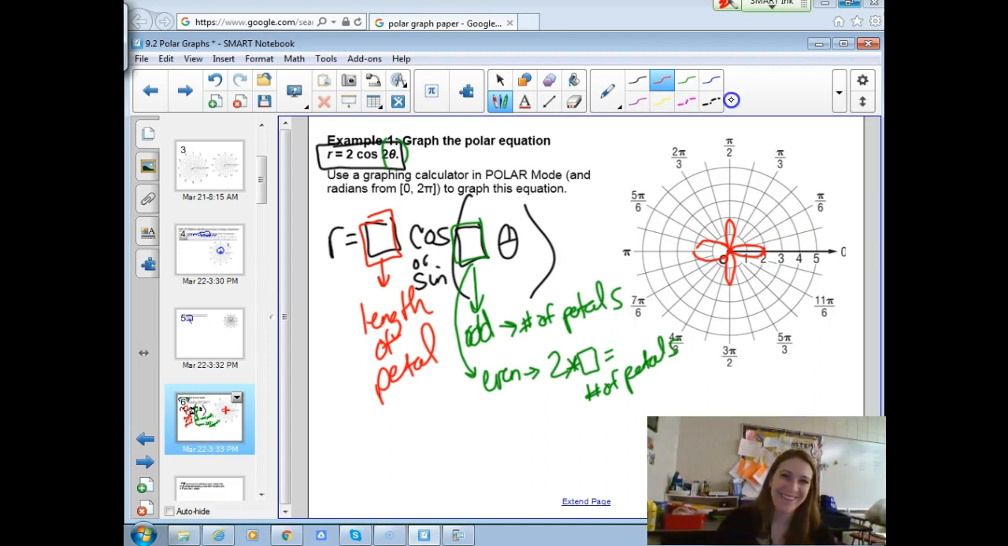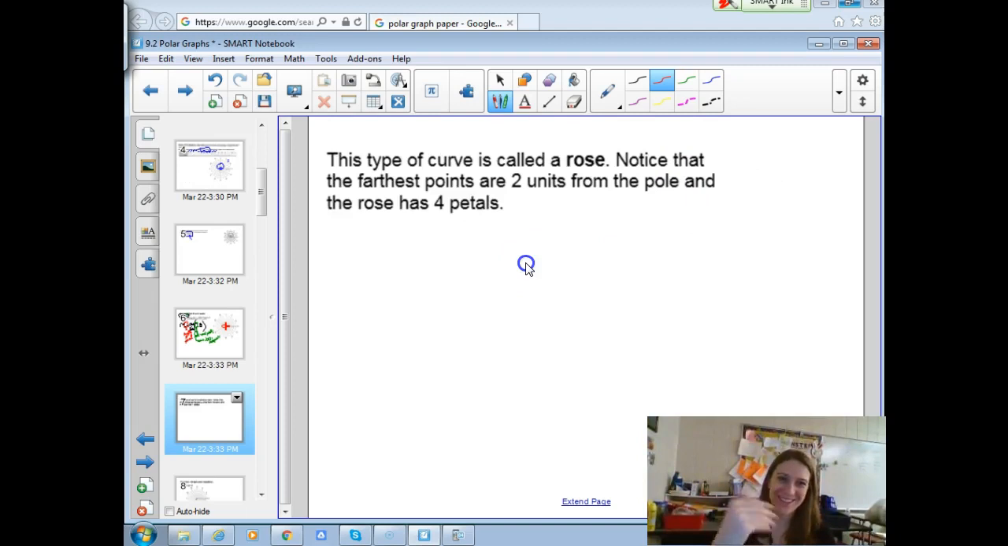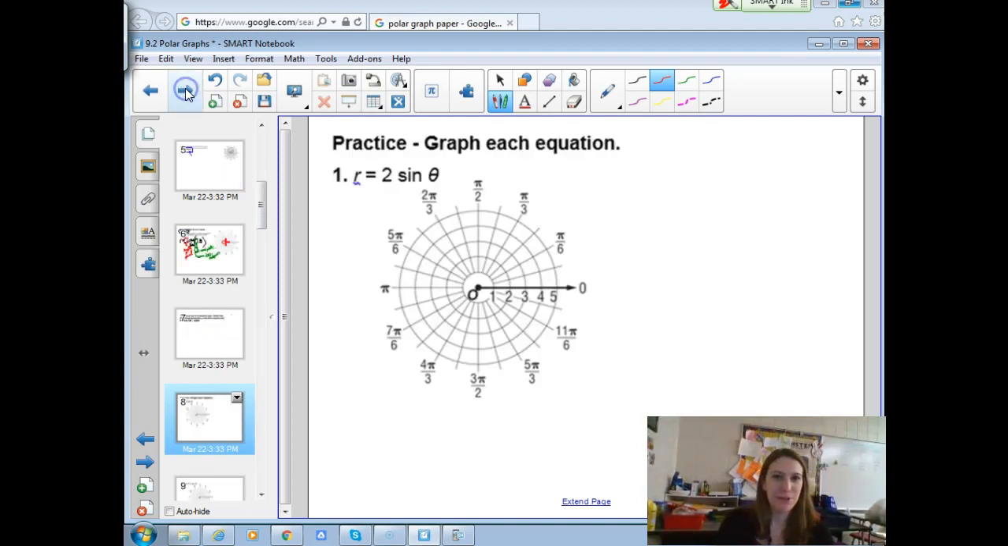Okay, all right, so here's all the stuff we just covered. That's called a rose. The length of the petals was 2, and it has 4 petals. That's because of all that information we just spouted out to you. So here, because it has that same format, if we were just matching stuff up, I know that we're going to have another rose.